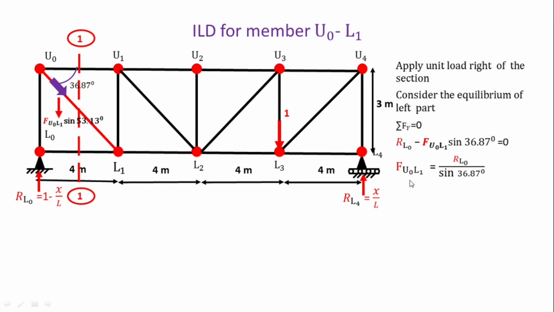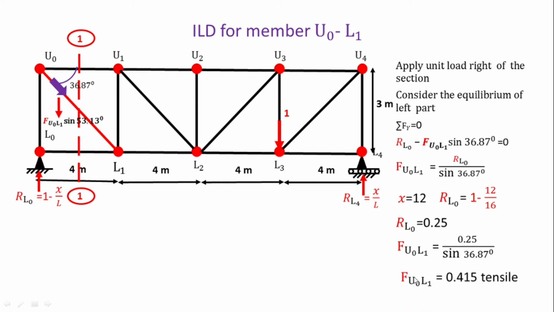So F U0L1 is equal to RL0 divided by sine 36.87, the same as previously. Again the RL0 is dependent upon the x. Here now x changes to 12 meter. So what is the value of RL0? RL0 is equal to 1 minus 12 by 16. So RL0 is equal to 0.25. So F U0L1 is equal to 0.25 divided by sine 36.87.